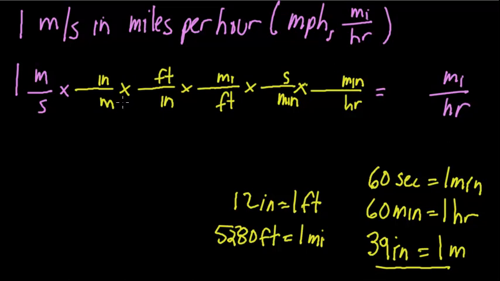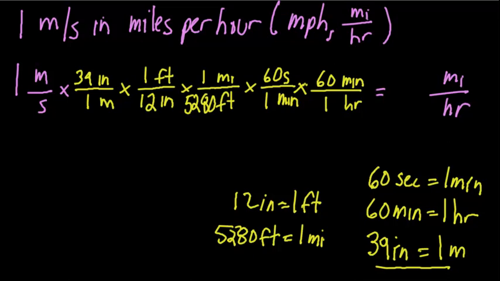So now we just go back. We go back to inches and meters, and we see the 1 is attached to the meters, the 39 is attached to the inches. So we have the 39 here in 1 meter. With feet and inches, there's the 12 inches in 1 foot. And then with miles, we have 1 mile is 5,280 feet. And then with seconds and minutes, the 60 goes with the seconds and 1 minute. And then the 60 minutes in 1 hour.